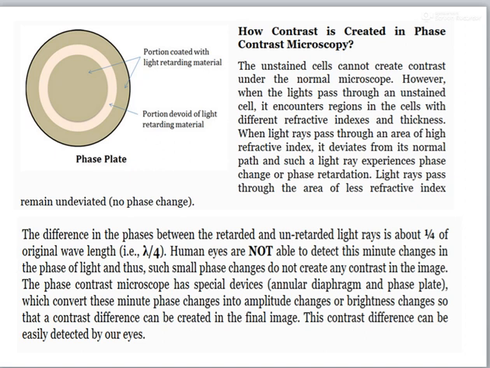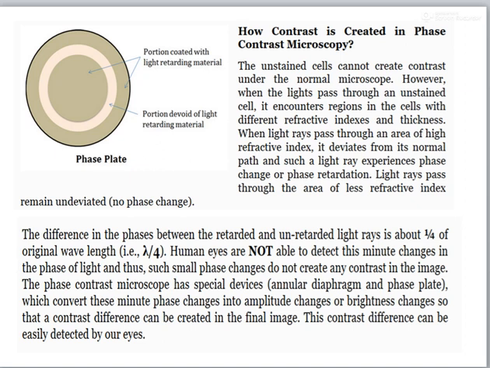Okay, so unstained cells cannot create contrast under the normal microscope, but when light is passed through unstained specimens, it encounters regions in the cells with different refractive index and thickness. So when light rays pass through an area of high refractive index, it deviates from its normal path, and such light will experience a phase change or a phase retardation. And the light passing through an area of lower refractive index remains undeviated.